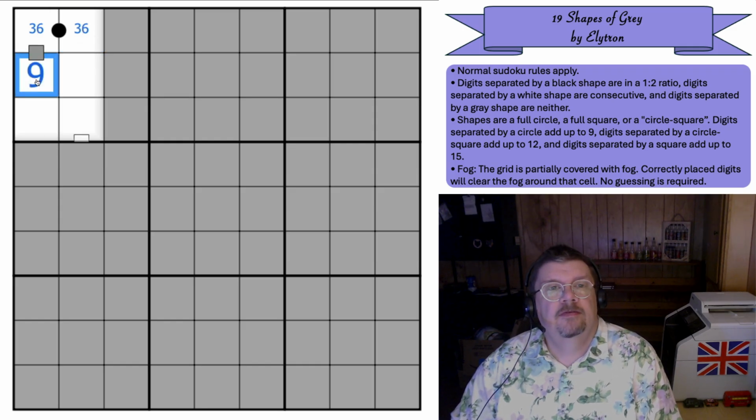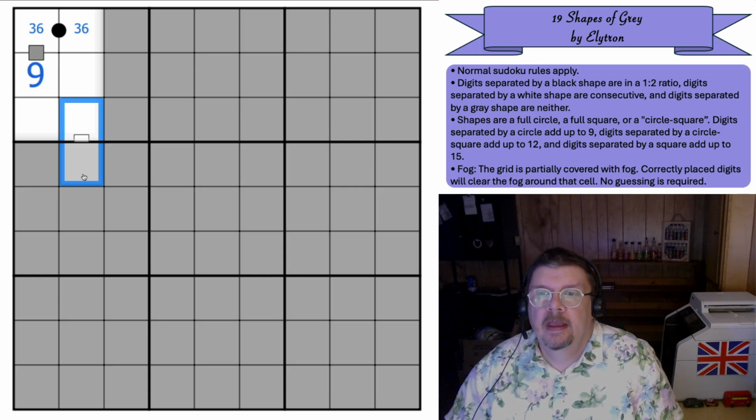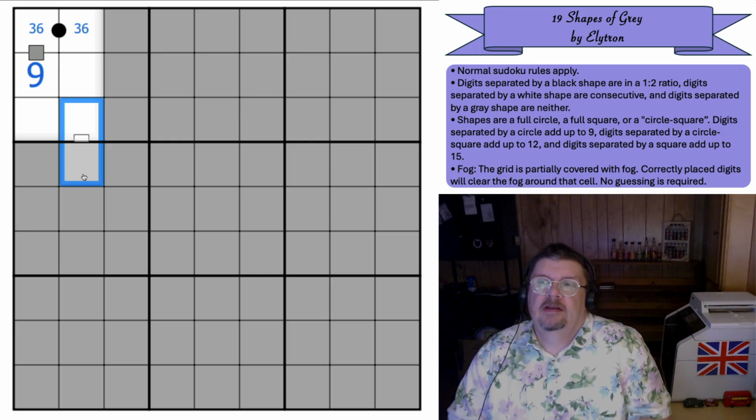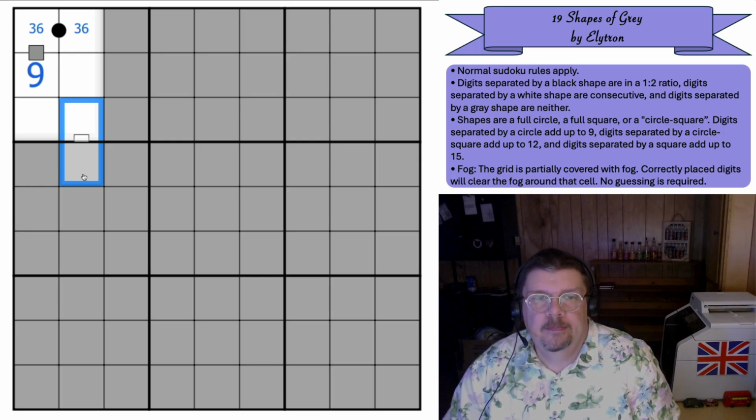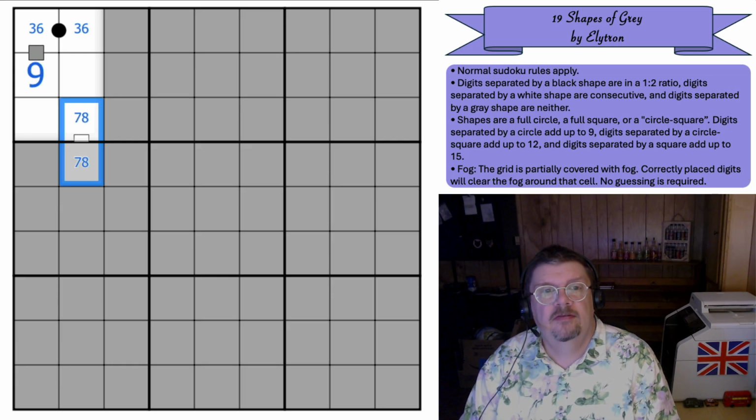Very nice. And then that sums to 9 because it's a circle. So these are consecutive digits because they are a white symbol and have to add up to 12 or 15. Well, consecutive digits always add up to an odd number because there'll be one odd and one even. So they can't add up to 12. They must add up to 15. They have to be consecutive. That has to be a 7-8 pair.